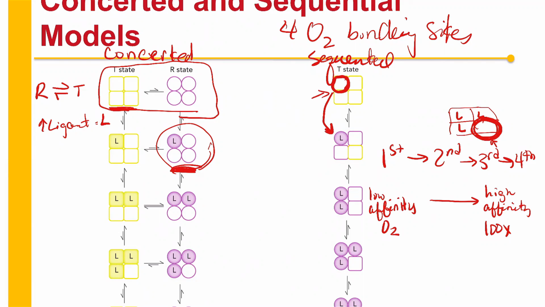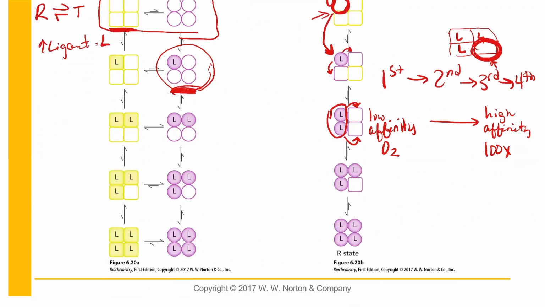Now that subunit basically primes the subunits next to it to pick up oxygen. So now we have 2 subunits that have picked up oxygen. We're going to prime the subunits next to it, and so on and so on until we get to that completely R configuration where we have all of our ligands bound.